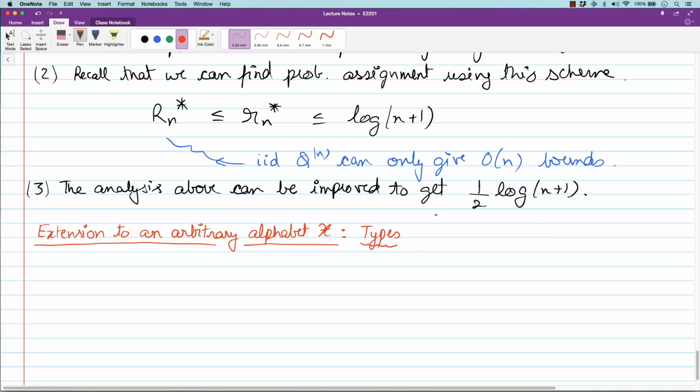We use types, and I will review some basic things from the so-called method of types. The Csiszár-Körner textbook, one of the textbooks for this course, uses this method of types to develop all the coding theorems. But for us, we are only using it in the context of this universal coding. So let me define what is the type of a sequence.